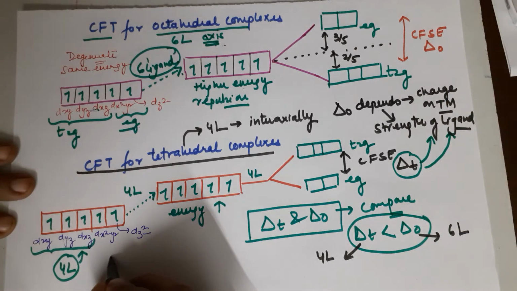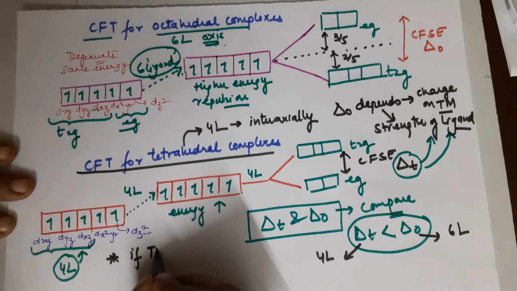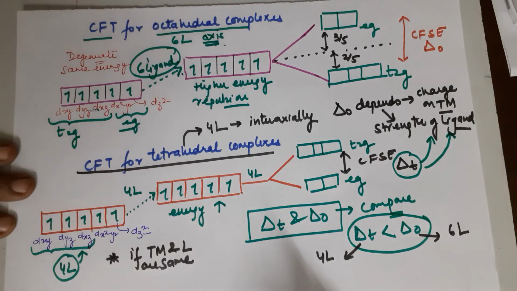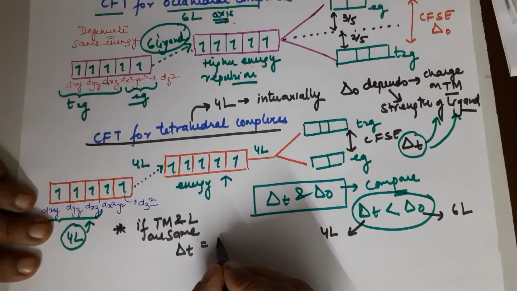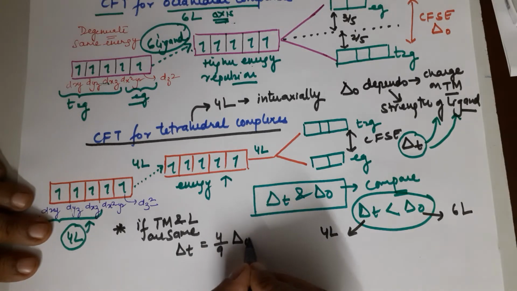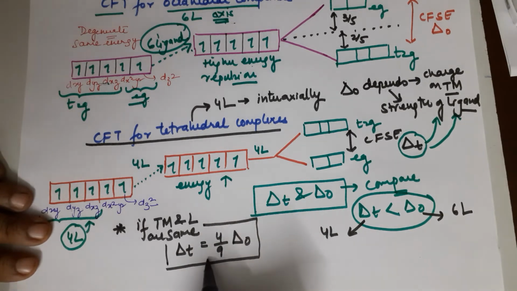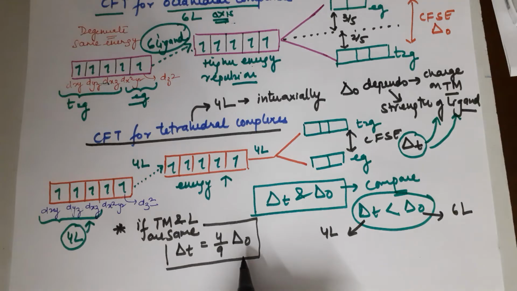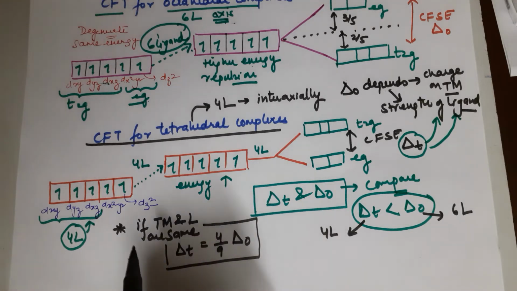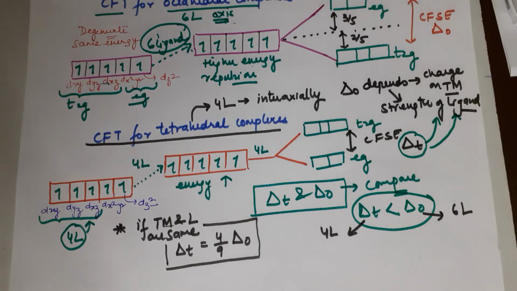Also, this is important: if the transition metal and ligand are both same, then it is observed that delta T is equal to 4/9 of delta naught. So only if the transition metal and ligands are the same, if there are 4 ligands approaching, it is a tetrahedral complex. If there are 6 ligands approaching, it is an octahedral complex. Then in comparison with octahedral, delta T is always going to be less, and it is by this factor, but it is only applicable if these two conditions remain the same.